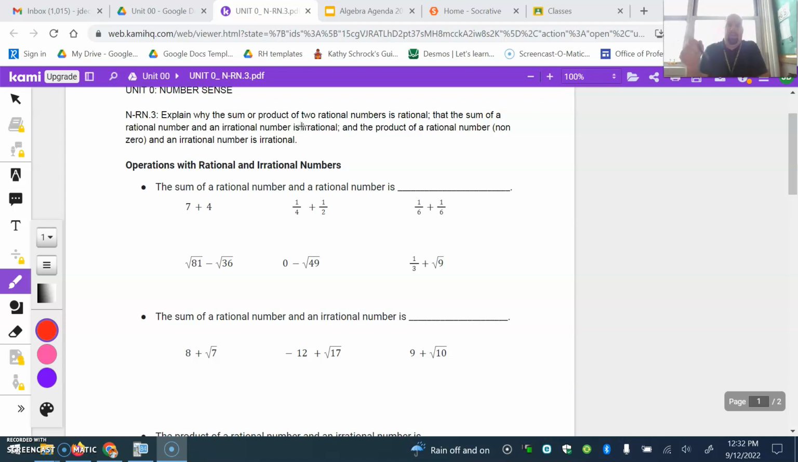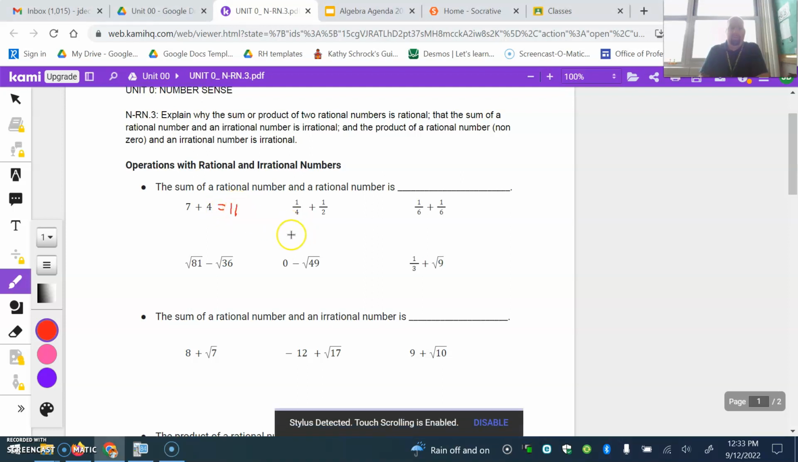So we're going to just look at a lot of examples and see what happens when we do those examples. So the first set or group of numbers or sums, the sum of a rational number and a rational number is. We can answer that ahead of time, but let's see what happens. These are all examples of rational numbers. And if you can't tell by looking at them, when we start to do some of these, you'll see why. So 7 plus 4, that's pretty simple.